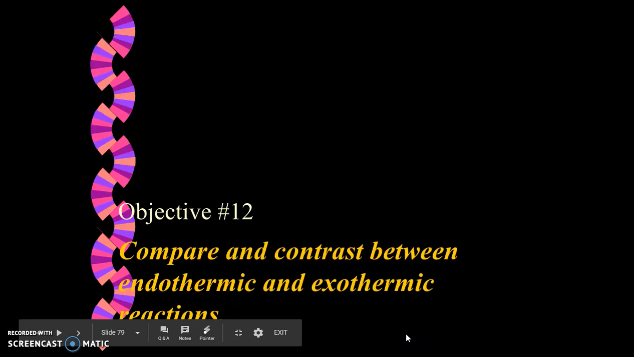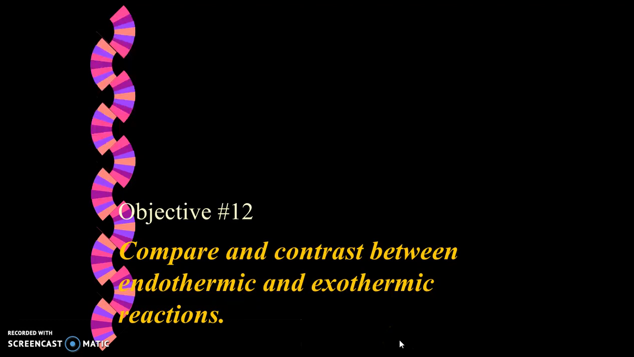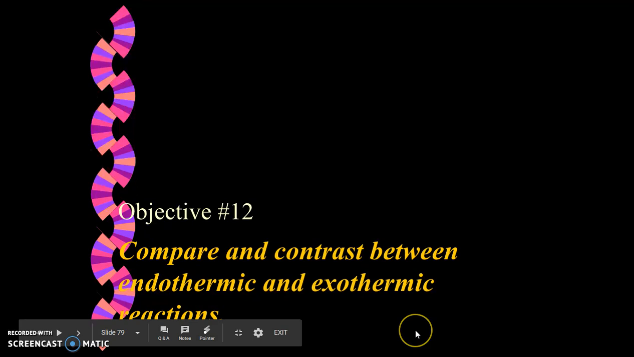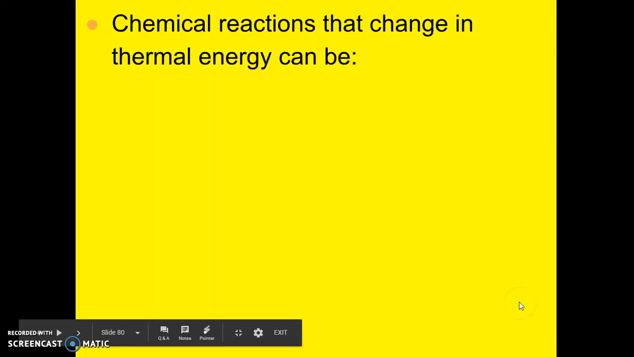Okay, objective number 12, compare and contrast between endothermic and exothermic reactions. This is what our labs are going to be on today. By knowing a little bit about prefixes, you can figure out what endothermic and exothermic mean. Endo means in and therm means heat, so these are going to be reactions that take in heat. Ex means out and therm means heat again, so these are reactions that are going to give off heat energy.